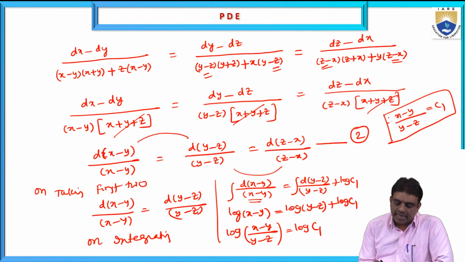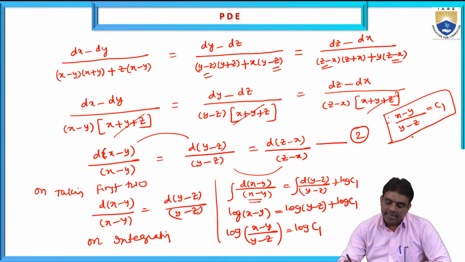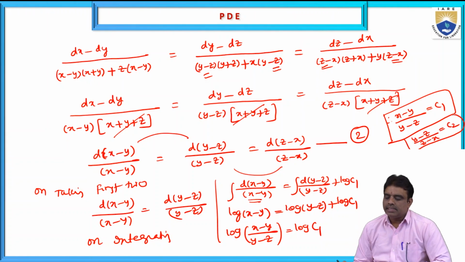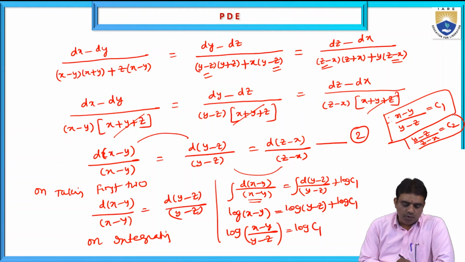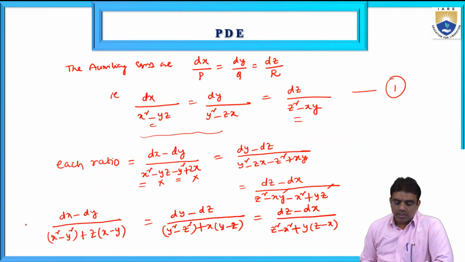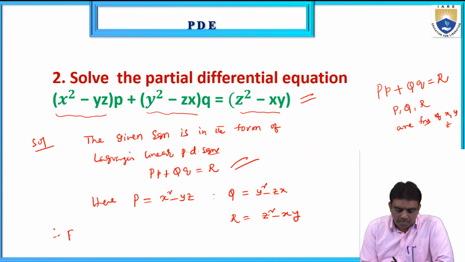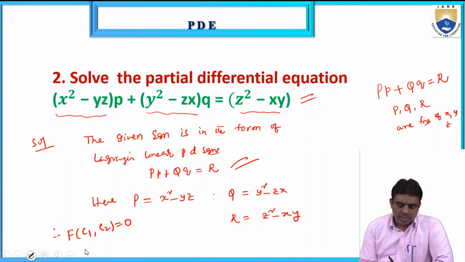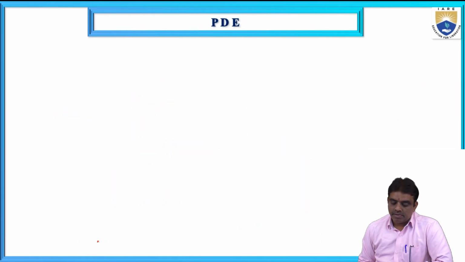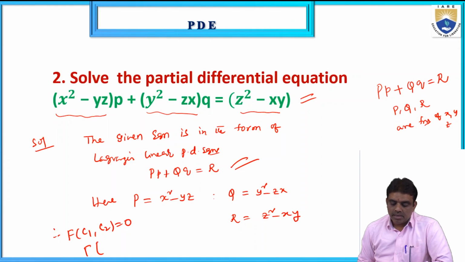Similarly, by considering the last two functions, what you will get? You will get y minus z by z minus x is equal to c2. This is the second relation. Therefore, the required solution will be in the form f of c1, c2 is equal to 0. That is function of, what is c1? The first relation. What is c1?